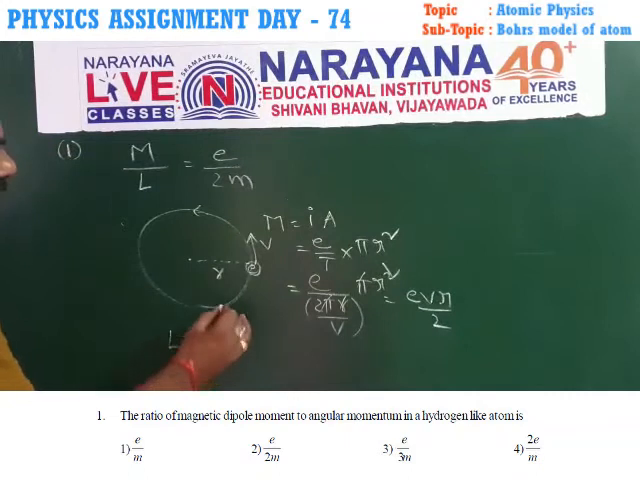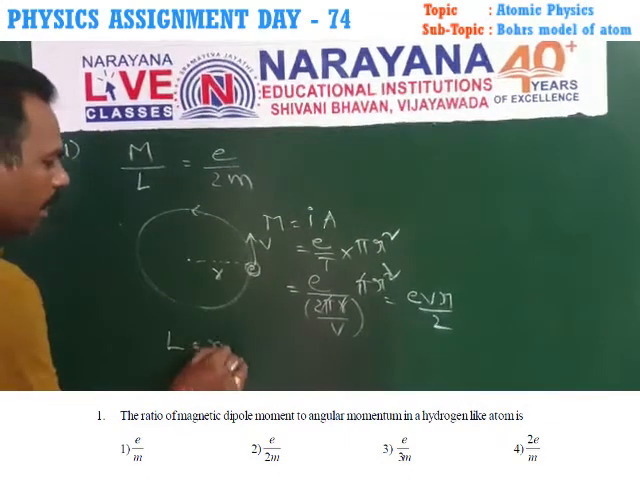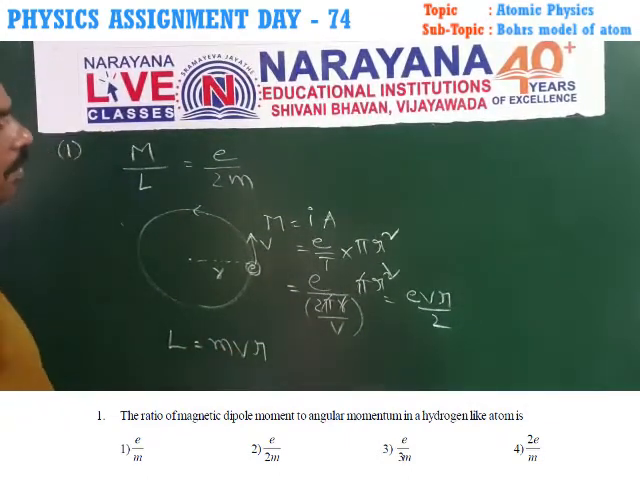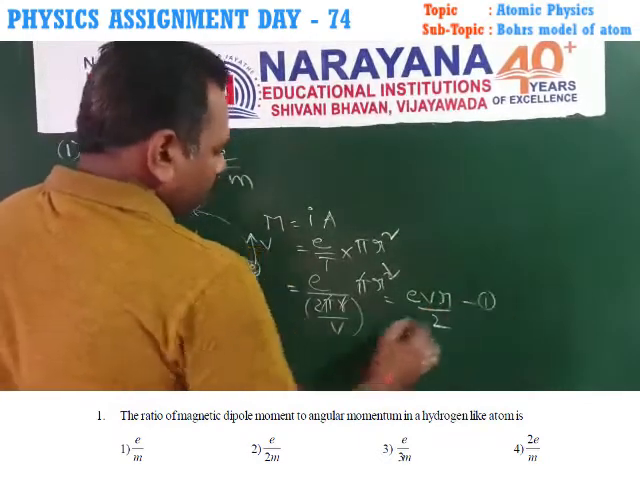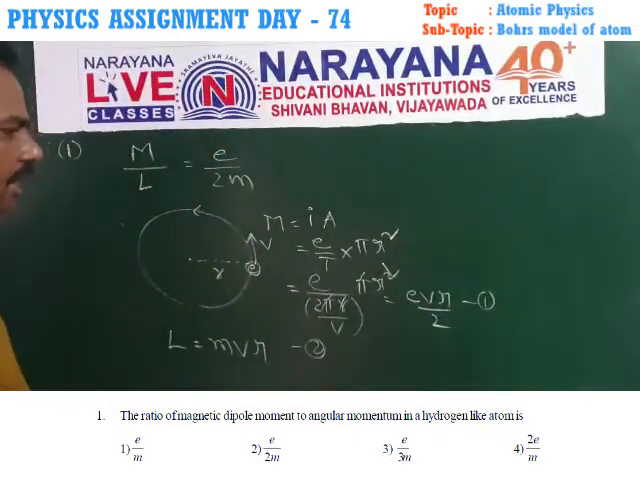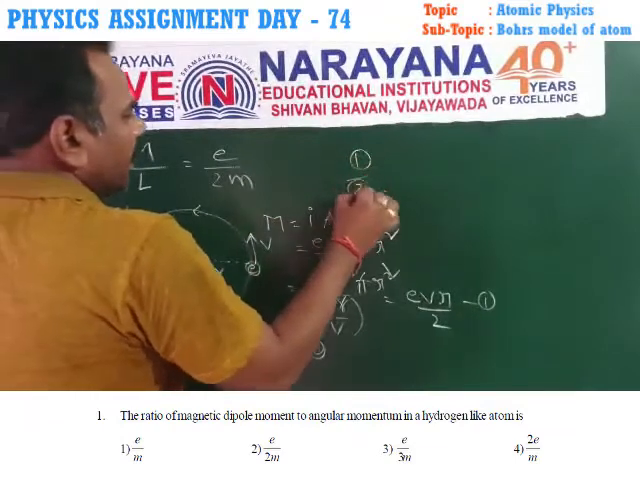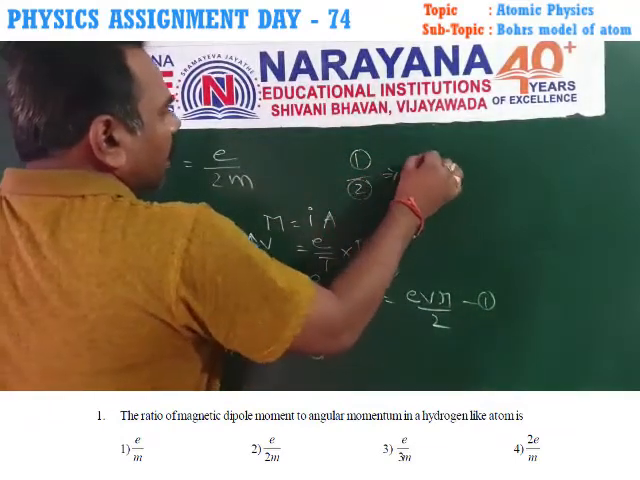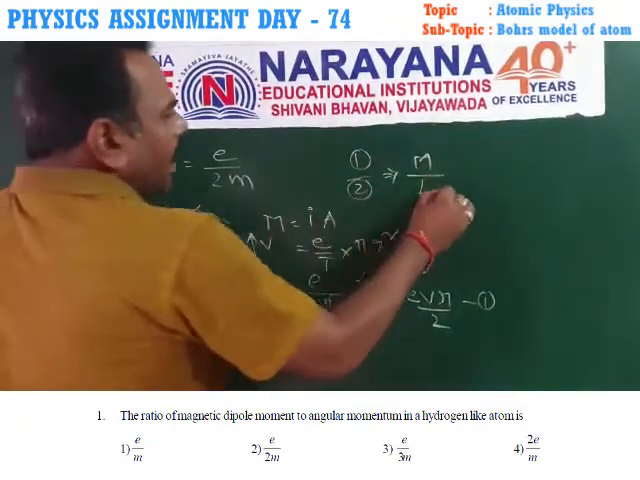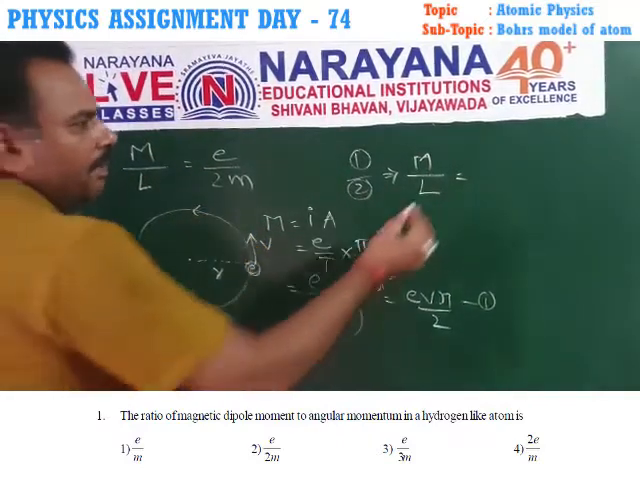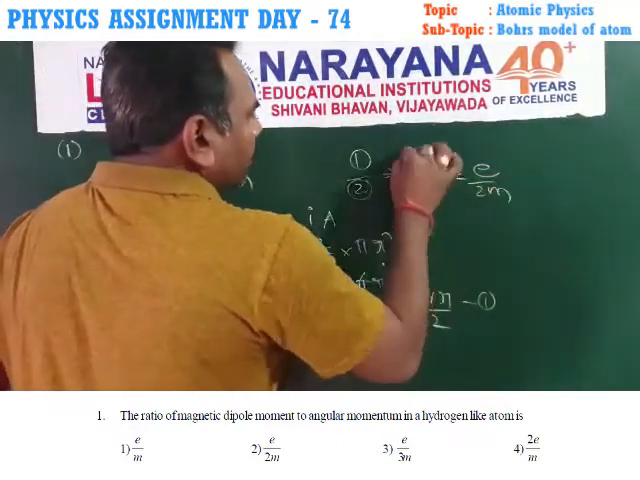But you know about angular momentum. Angular momentum L is equal to mvr. By dividing the first equation by the second equation, that means magnetic moment by angular momentum, that ratio becomes e by 2m.